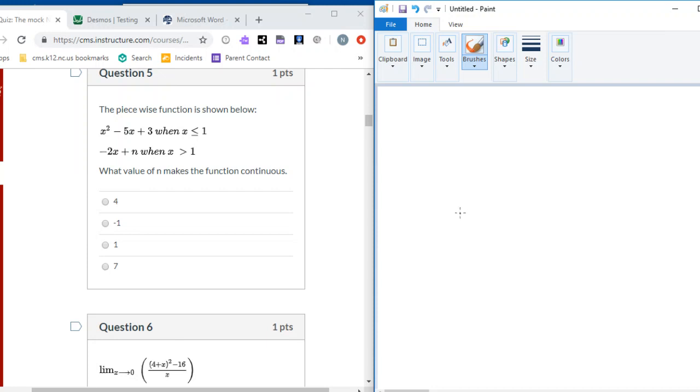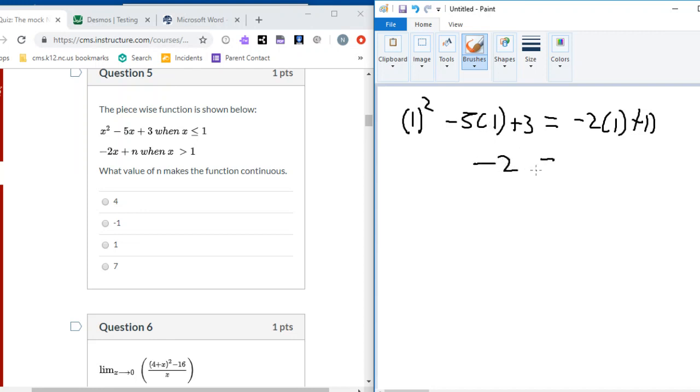But you have x squared minus 5x plus 3 and negative 2x plus n. Now these two functions meet as a piecewise function when x is equal to 1. So I'm plugging in the x value where they meet: 1 squared minus 5 times 1 plus 3 has to equal negative 2 times 1 plus n.